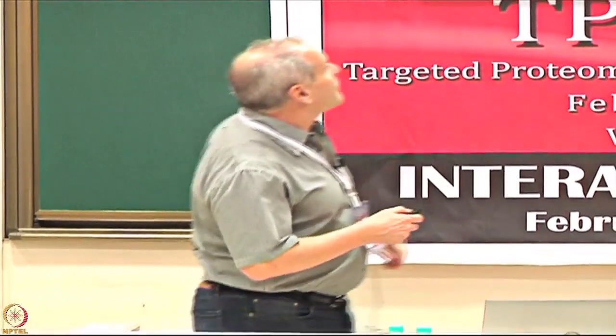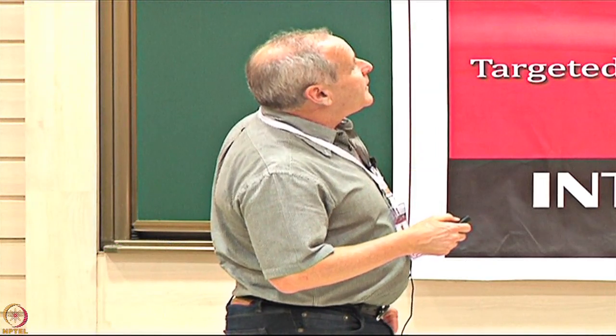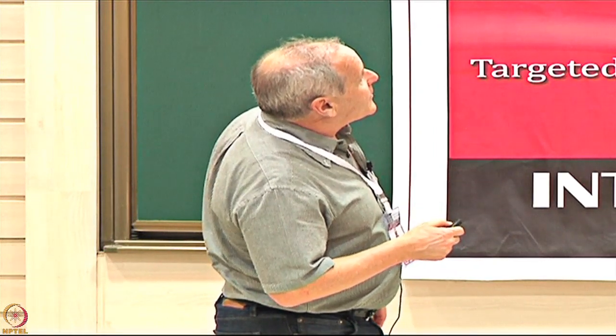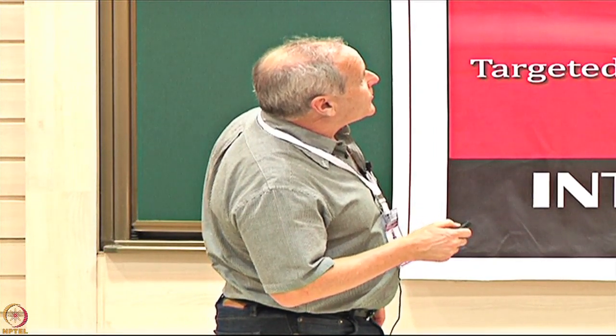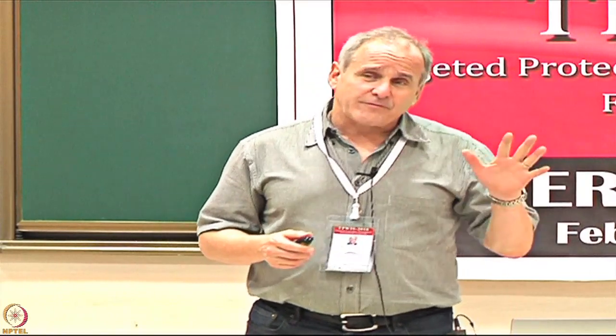Okay. All right, so one thing that you notice when you look at this is that we have very uniform levels of protein, so these are all roughly the same intensity. There are a couple weak spots here, but for the most part, they're all very strongly expressed. And of course, I already mentioned that we've expressed them freshly. And then the key here is to compare cases to controls and look for proteins that are only present in the cases. So that's the first part.